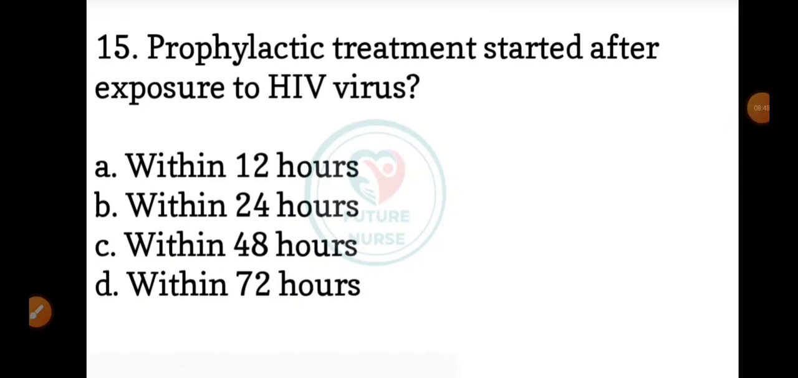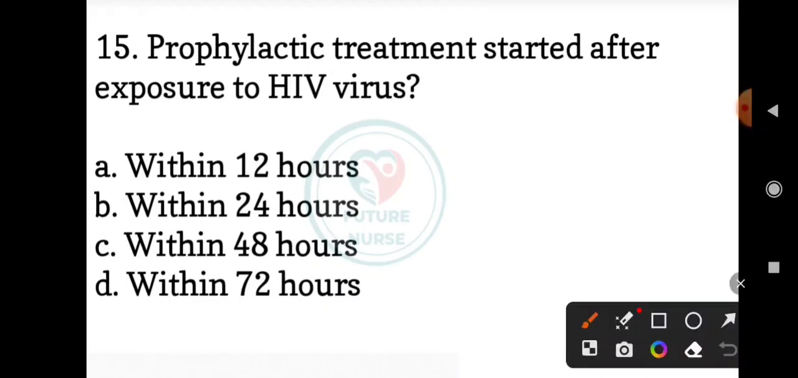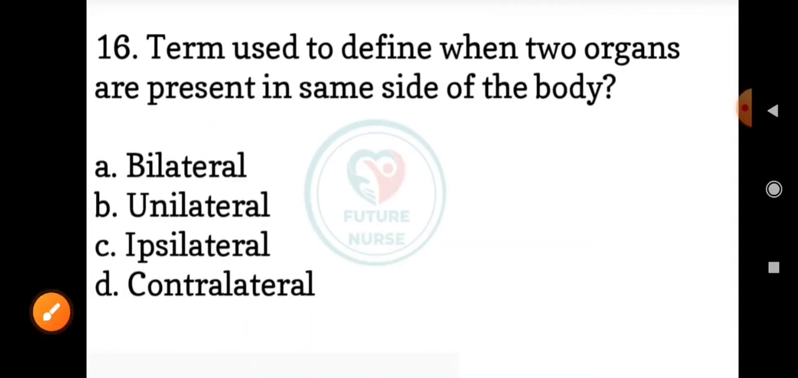Prophylactic treatment started after exposure to HIV virus. So the options are within 12 hours, 24 hours, 48 hours and 72 hours. So the correct option is 72 hours. So you should start prophylactic treatment within 72 hours. Move on to the next question.